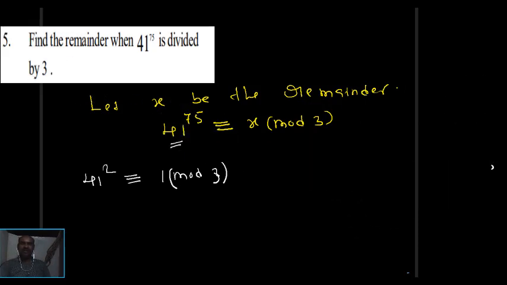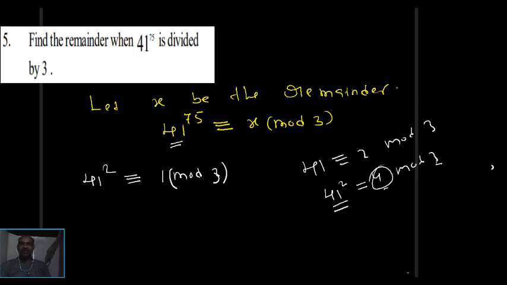First of all, what I did: 41 is congruent to 2 modulo 3. I want to find 41 square. Actually, you can multiply 41 two times and divide by 3 to find the remainder. Directly here, raising power 2, I get 4 modulo 3. So 41 square divided by 3, 4 is the remainder? That is not correct, because the remainder should be less than 3. 4 divided by 3, 1 is the remainder. Instead of 4, I can write 1. 41 square is congruent to 1 modulo 3 only.